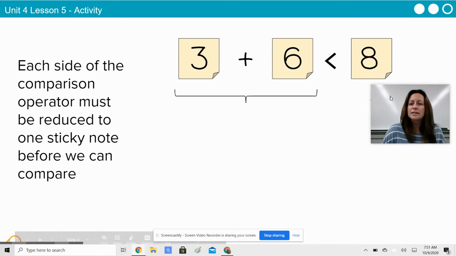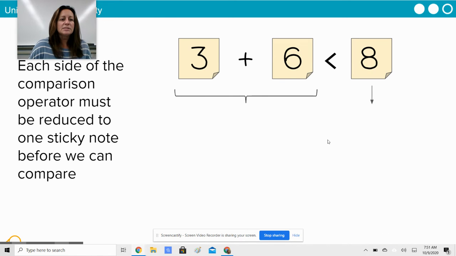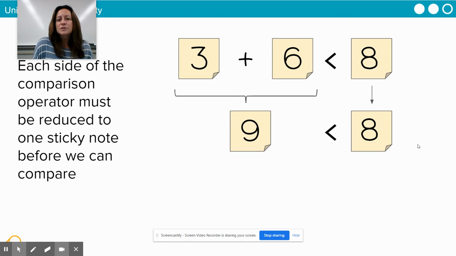When you're looking at an expression using comparison operators, each side of the expression must be reduced to one sticky note before you can apply the comparison. In this example, you would first evaluate 3 plus 6 and replace it with 9. Then you can evaluate whether it's 9 less than 8. So it's a question. 9 is less than 8? False.